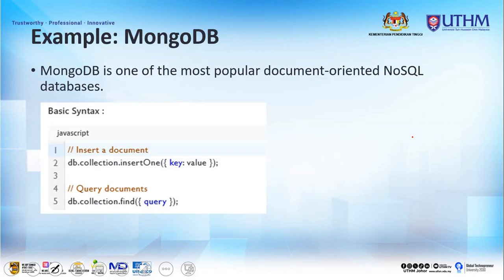An example of a document-oriented NoSQL database is MongoDB. Basic syntax: database collection dot insertOne, where we insert the key and value. To query the document database, dot collection dot find with the query name.